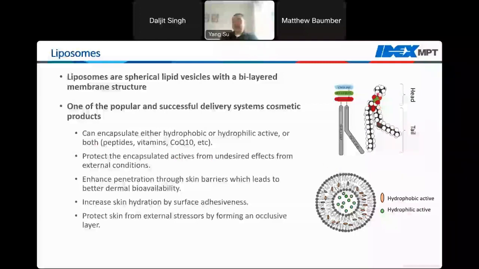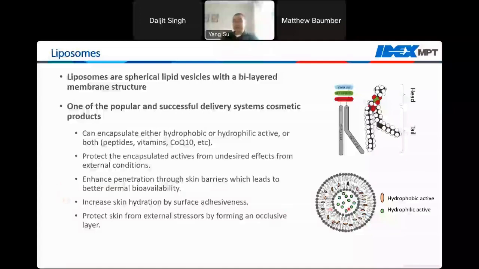With the different head and tail groups, it is capable of encapsulating either hydrophobic ingredients, which will be inside the bilayer region, or hydrophilic ones, which will be inside the aqueous core, or both at the same time. Some examples include different peptides, vitamins, and CoQ10. With the bilayer structure, liposome vesicles can effectively protect the encapsulated actives from undesired effects from external conditions, and they can enhance penetration through skin barriers, which leads to better dermal bioavailability.